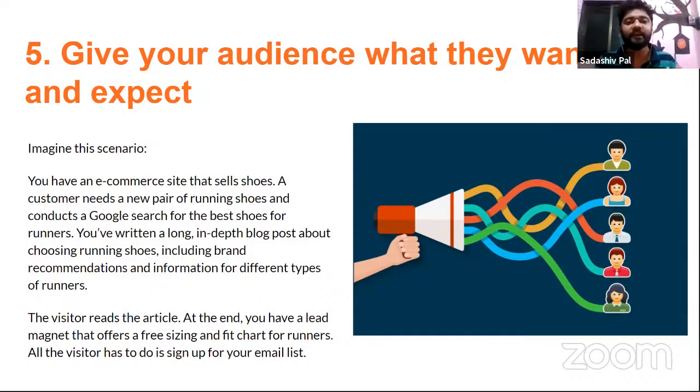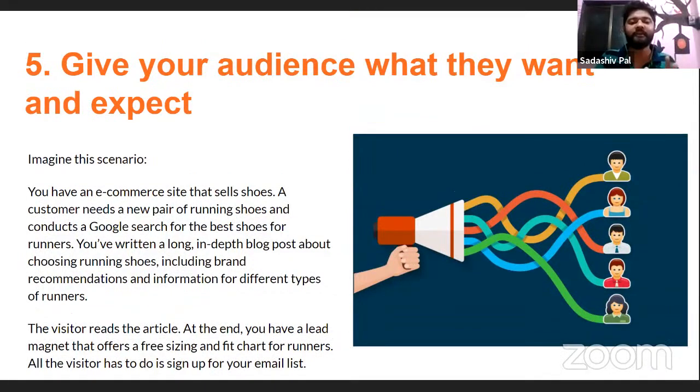The visitor then reads the article. At the end, you have a lead magnet that offers free sizing and fit charts for runners, maybe some shoe sizes or anything like that. All the visitor has to do is sign up for your email list. Once the sign up is done, you have really achieved a very good conversion. So you send the lead magnet immediately to the visitor.